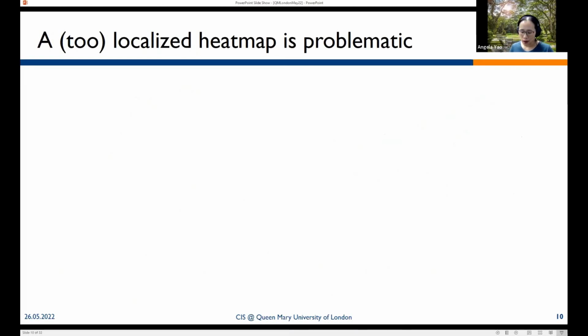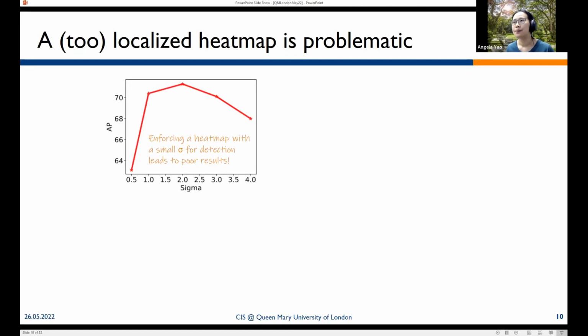And now the next conclusion that we observed was that, because of this very localized heat map, so it's a shrinkage of the density, when you become too localized, this is what causes problems. And we observe this in two ways.